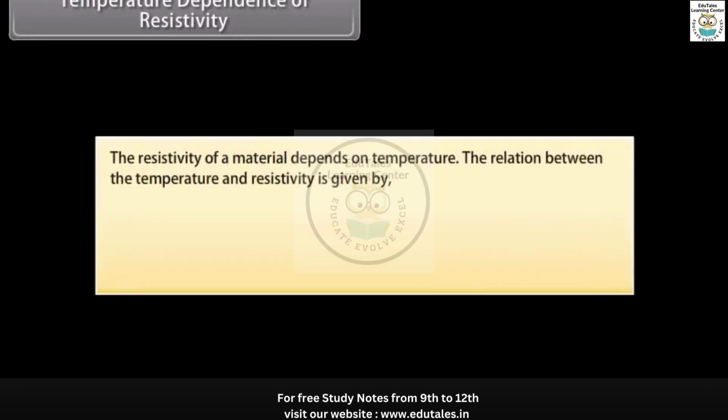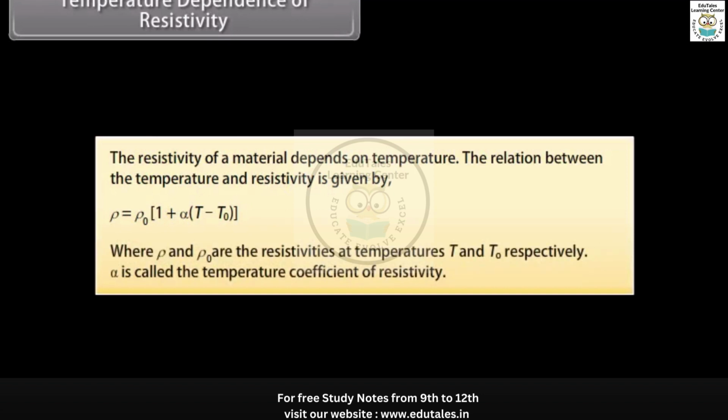Temperature dependence of resistivity. The resistivity of a material depends on temperature. The relation between the temperature and resistivity is given by rho = rho naught multiplied by [1 + alpha (T − T naught)], where rho and rho naught are the resistivity at temperatures T and T naught respectively. Alpha is called the temperature coefficient of resistivity.